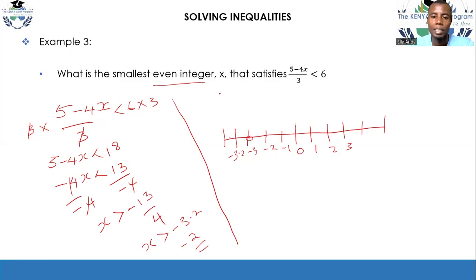But negative 3 is not even. So we move. The next integer after that is negative 2. Negative 2 is even, and it is the smallest in this series because remember, our x is greater than or equal to negative 2. So our answer to this question is negative 2.